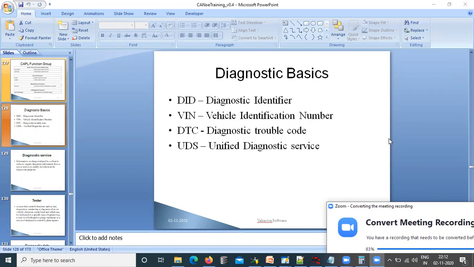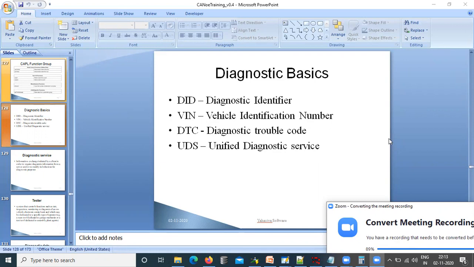The Unified Diagnostic Services protocol was developed to unify all the diagnostic standards that were available previously. We know that J1939 and others have different protocols. In UDS, the name contains unified: we have different services united together in one protocol. That is the beauty of UDS.